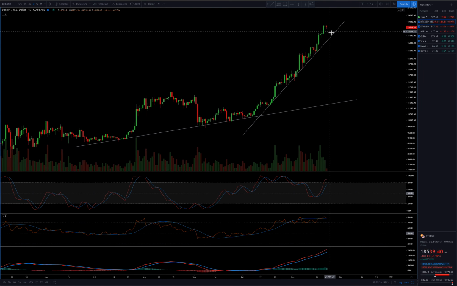I'll be continuing to check to see where price is in relation to this support line here, and I'll be checking in with you when we get closer, when it approaches the trend line there.